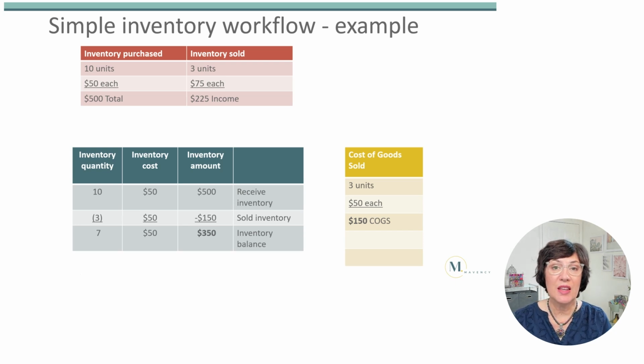And as I said before, when you receive inventory, that increases the inventory balance. But then inventory was sold. So we sold 3 units, again, tracking the cost of $50. So we're decreasing the inventory by $150. And then that leaves us a balance of 7 units at $50 and leaving a balance in inventory of $350. Now, when we look at cost of goods sold, remember that we sold 3 units, that the cost for those units was $150. So then in cost of goods sold, we will also reflect an expense of $150.